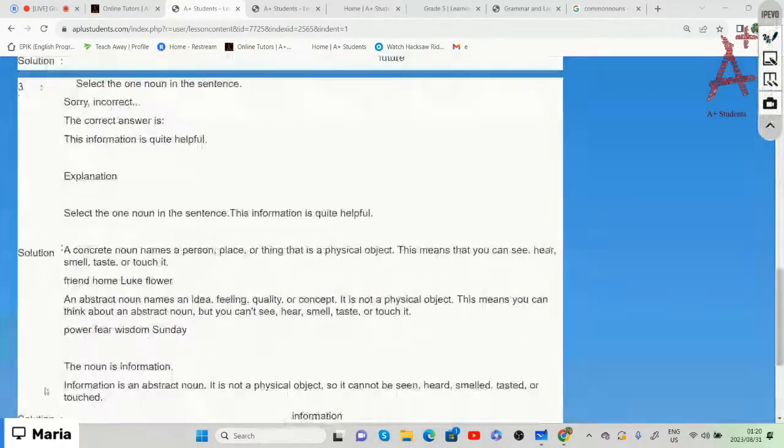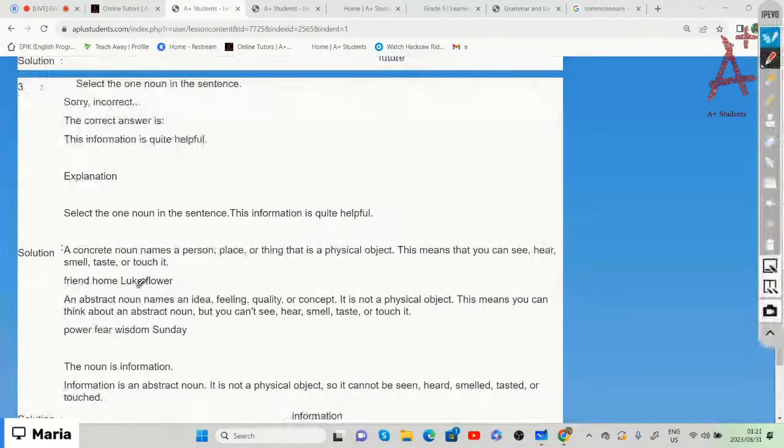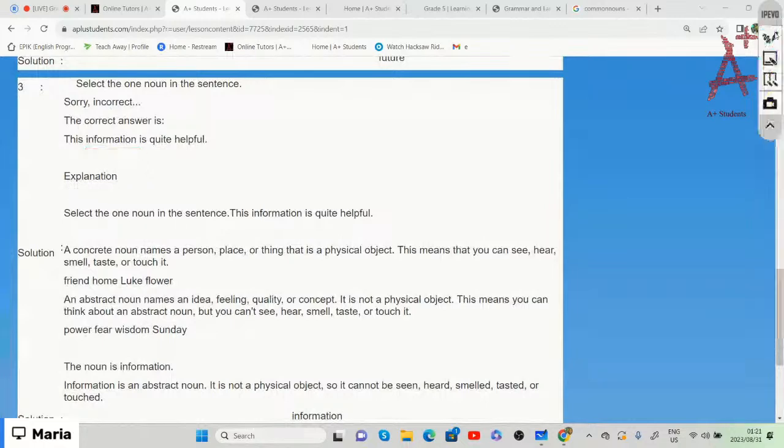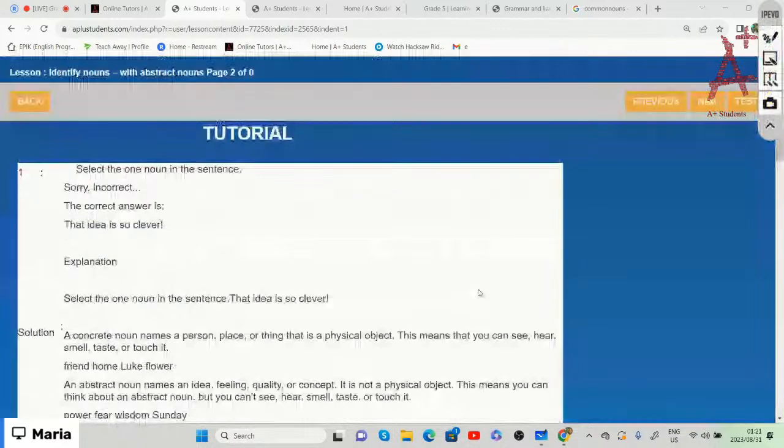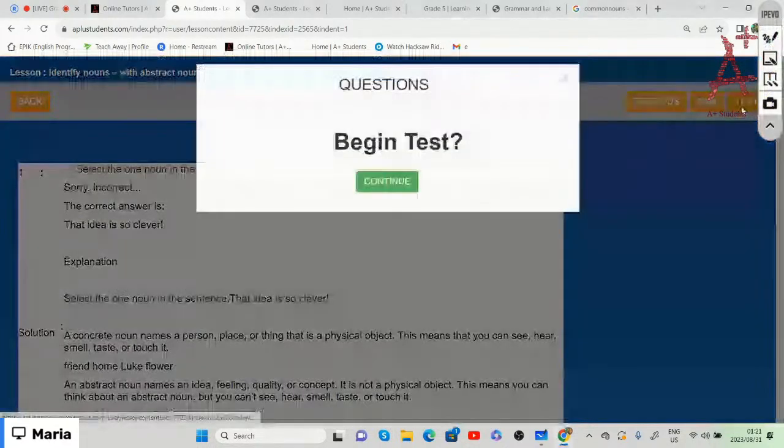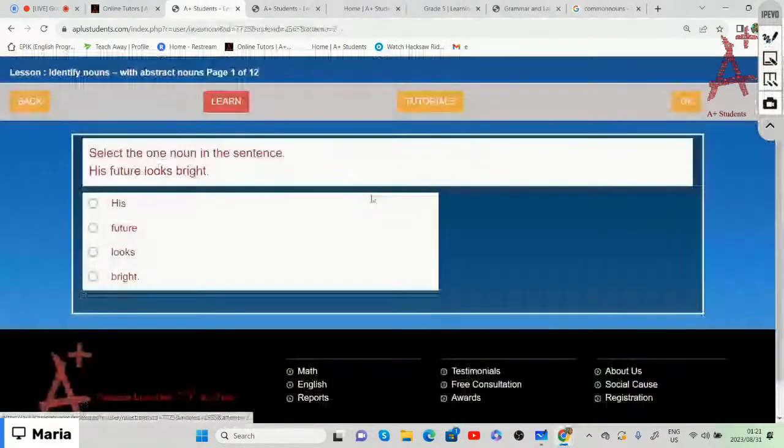And then we said that information in the sentence, this information is quite helpful, is the abstract noun. All right. So now let us go on to our test, where we are identifying nouns with abstract nouns. And remember, we said abstract nouns are ideas and concepts, but not something that we can physically see, right? You cannot physically see it.